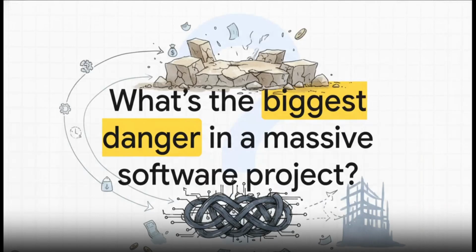Let's get into it. So, let me ask you a question. What do you think is the biggest, scariest danger in a massive software project? Is it a last minute bug, missing a deadline? Yeah, those are bad for sure. But the real killer, it's often discovering a fundamental flaw in your core idea way, way too late, after you've already sunk a ton of time and money into it. That's the stuff of nightmares, right?